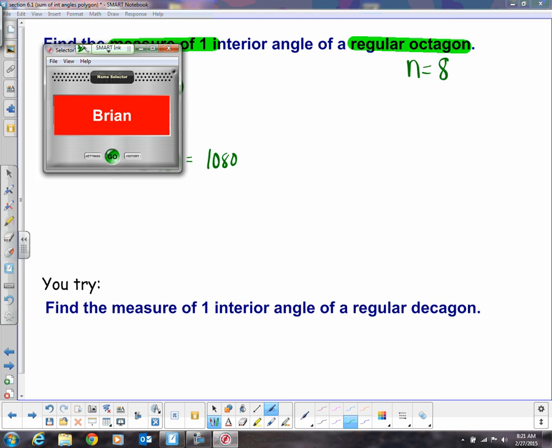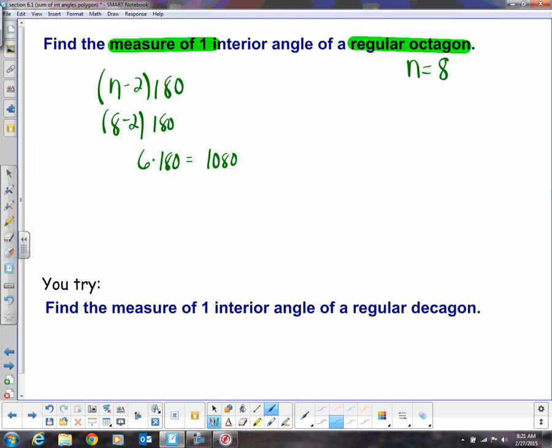Brian, how do I get down to one of them? So I'm going to take 1080 divided by 8, Brian. That is 135 degrees. Now, every angle of that octagon is 135 degrees. Your stop signs are regular octagons. They have all equal sides. They have all equal angles. So what's the angle of an octagon? 135.